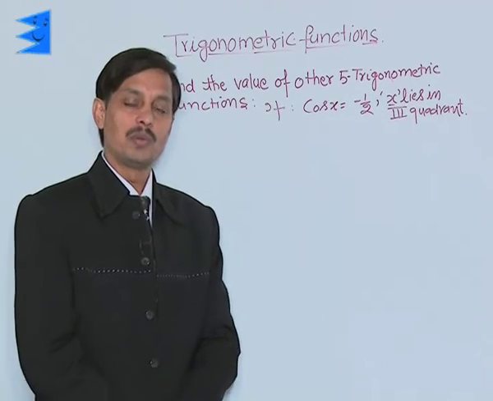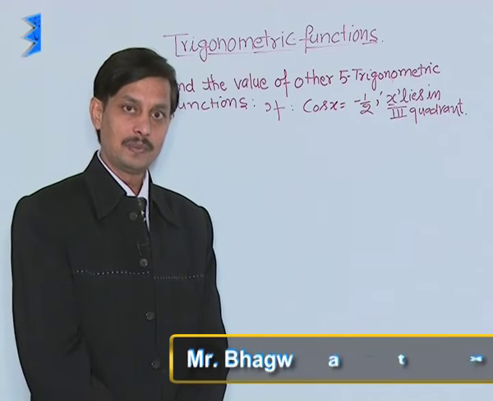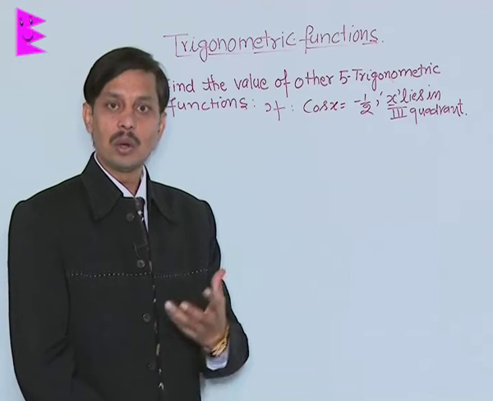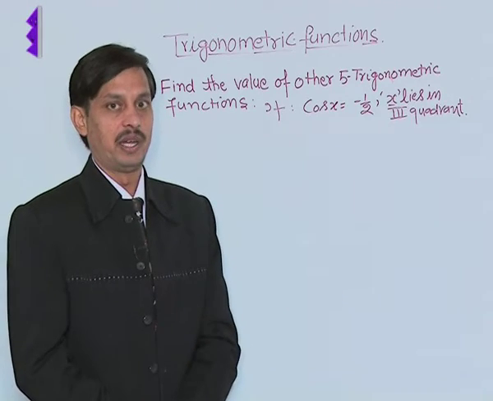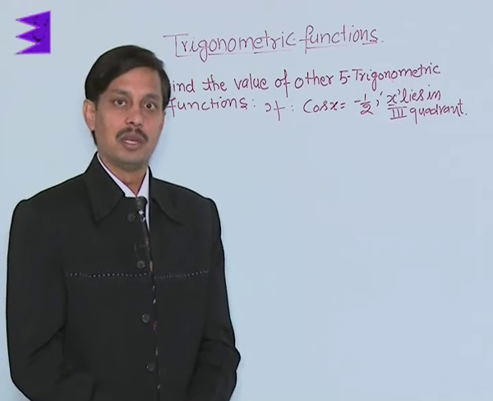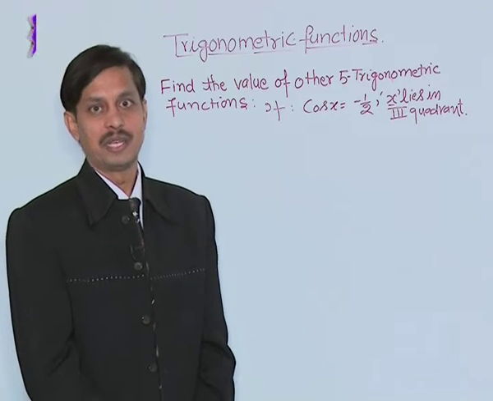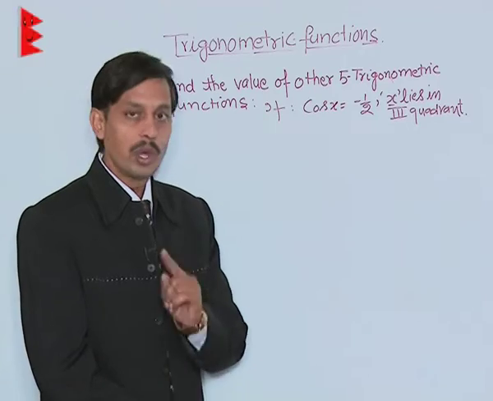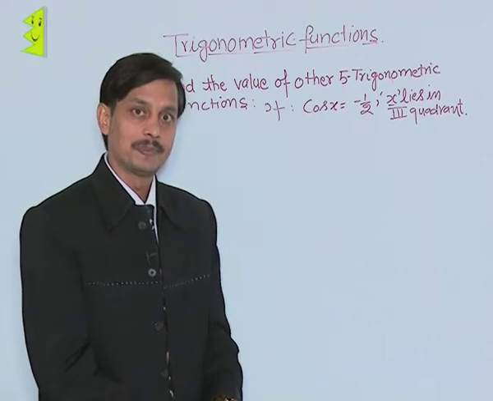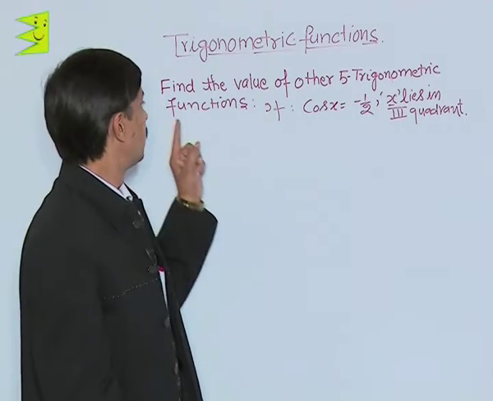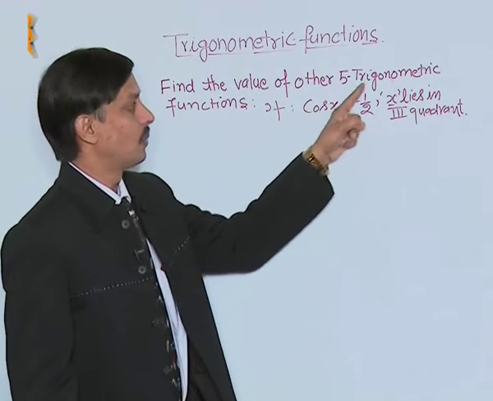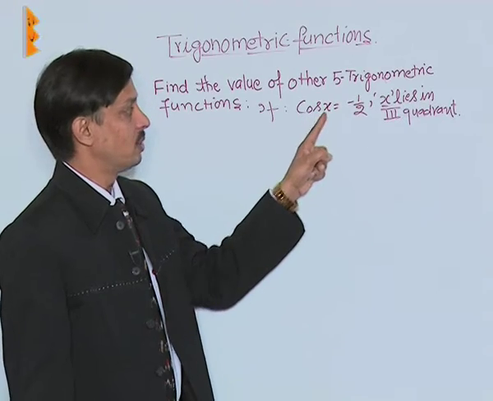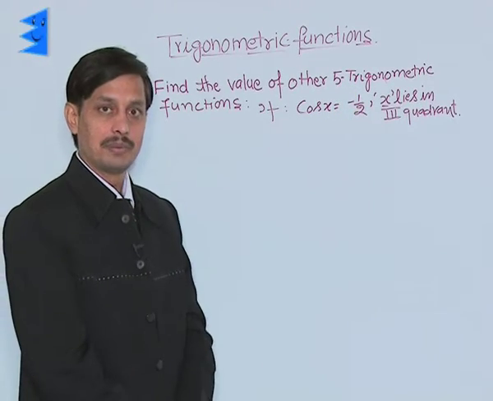Now I want to take one more interesting example belonging to the system of the quadrants. Depending on the sign, in which quadrant which trigonometric ratio takes what sign. So in order to explain in more detail, I am going to take an example. The example is: find the value of the other 5 trigonometric functions if cos x is equal to minus half.